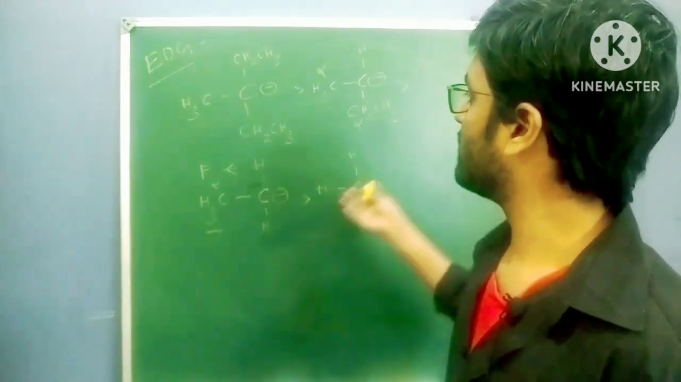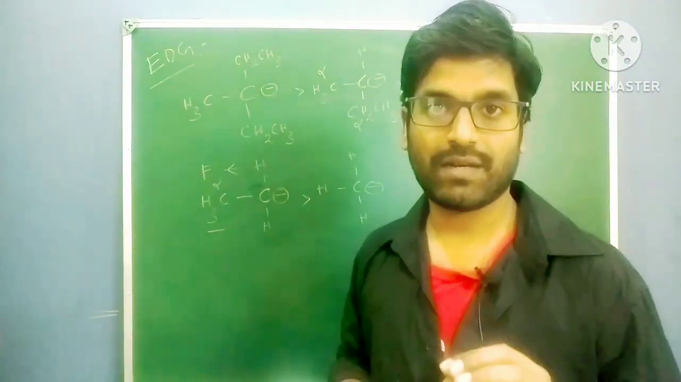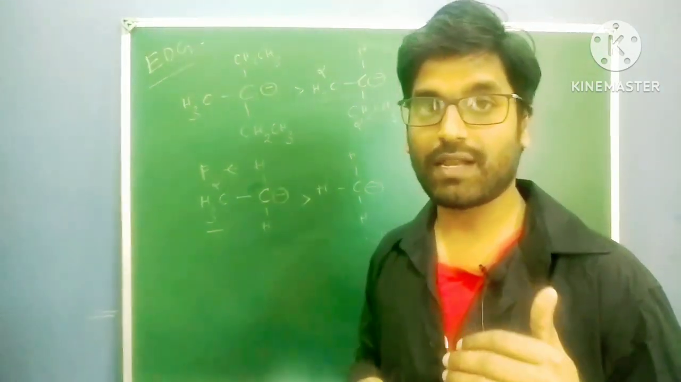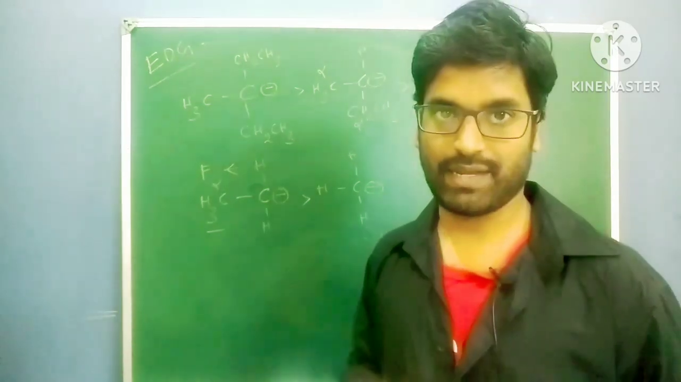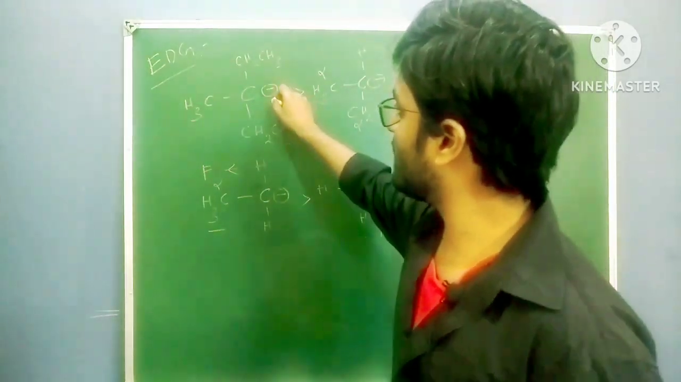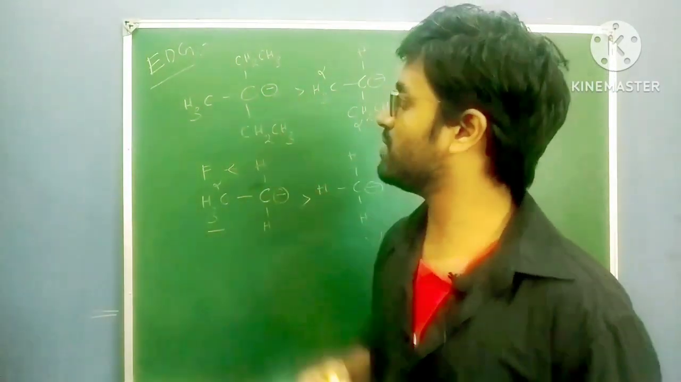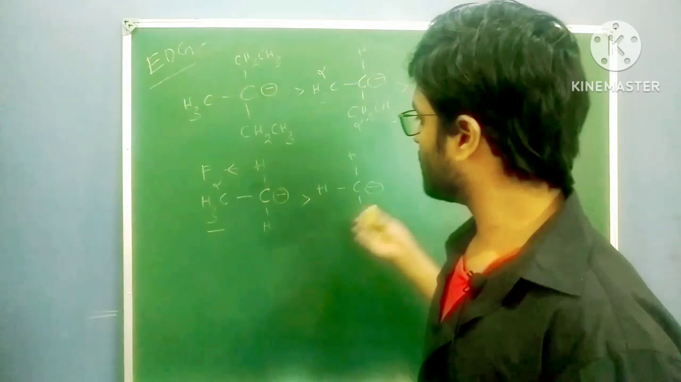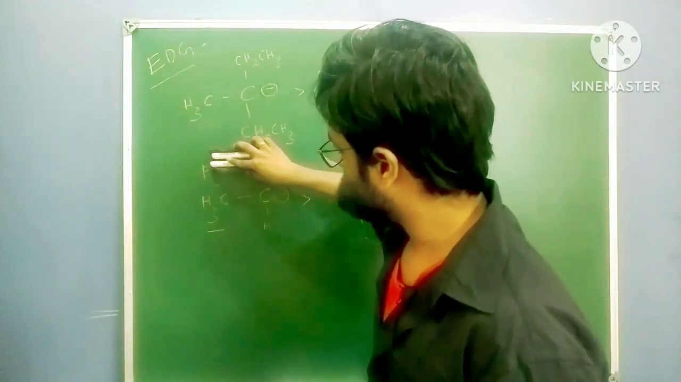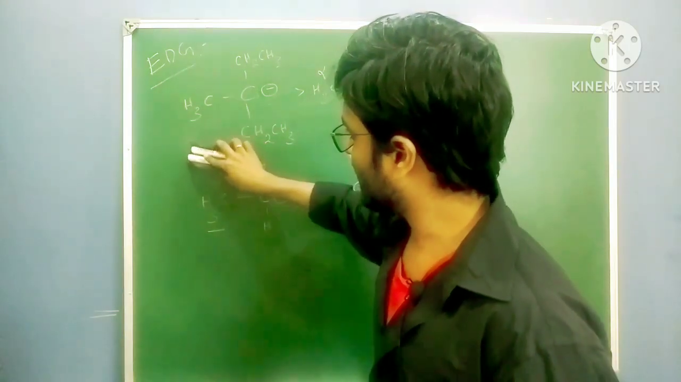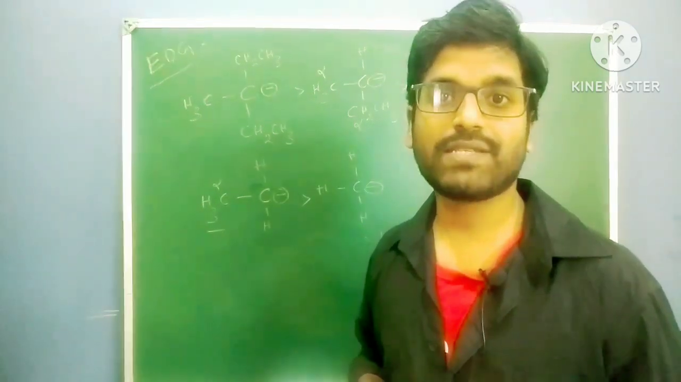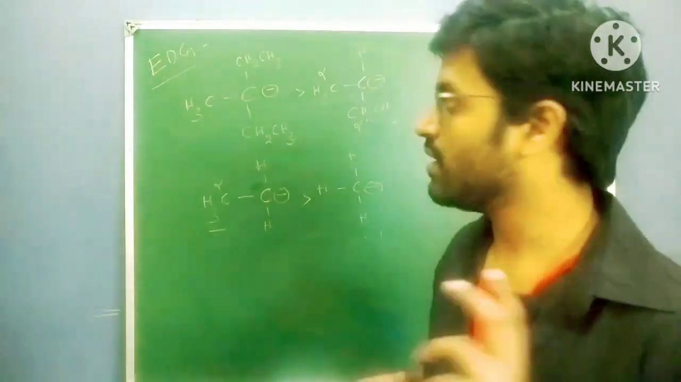So an electron withdrawing group will always favor carbanion. But here all are electron donating groups. Stronger the electron withdrawing group, stronger the carbanion. Stronger the electron donating group, stronger the carbocation. But here carbanion is there, so you have to see electron withdrawing. But here all are electron donating groups. Then what do you have to do? You have to see the less electron donating group. Less electron donating group can be considered the more electron withdrawing group. We can consider it like this, right?